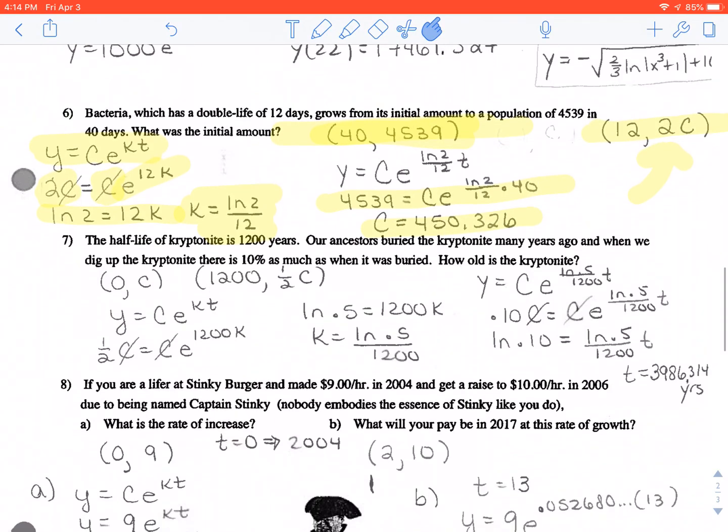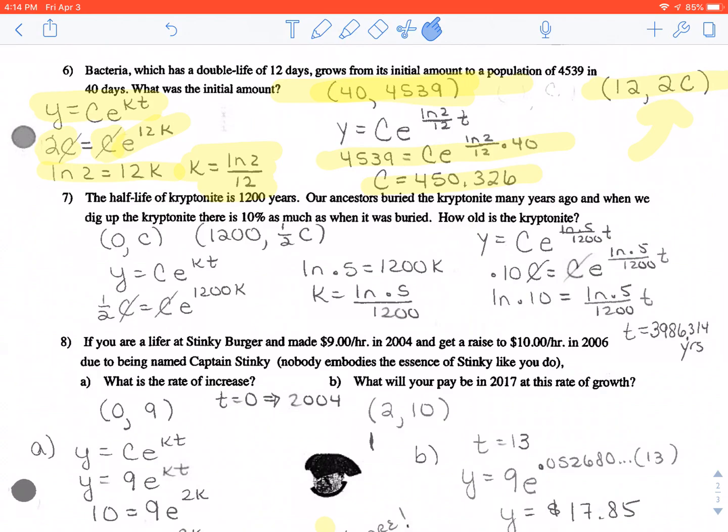While we're at it, number 7 was a half-life problem. And this one, what we get confused on is if they don't tell us the initial amount, then we think we can't do the problem. But let's say at time 0, there was an amount of C. If the half-life is 1,200 years, at time 1,200, it will be half of C. So into my equation, if I put C and 1/2 C, I can find the k value.